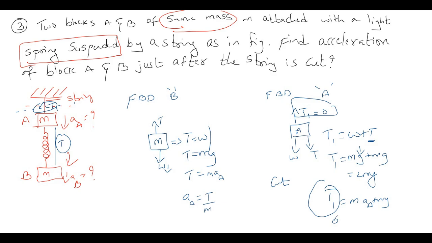Okay, acceleration of block A is nothing but tension by mass. In this case, what will happen? See, as tension is becoming 0, here acceleration also will become 0 for this block A. Okay, let us see once again.